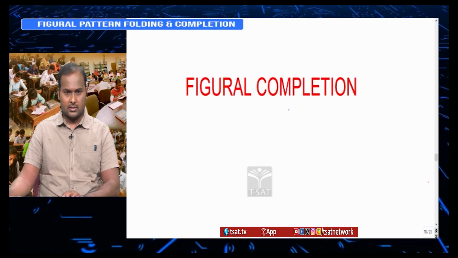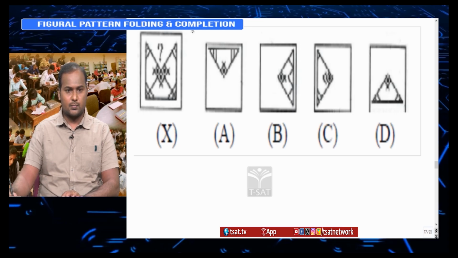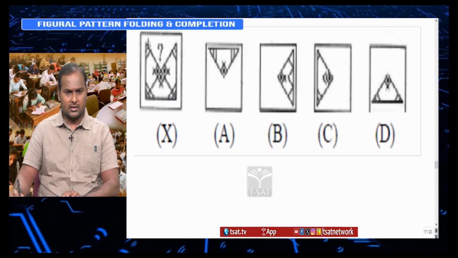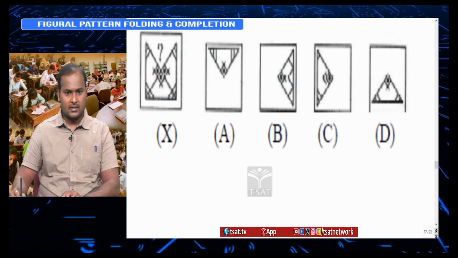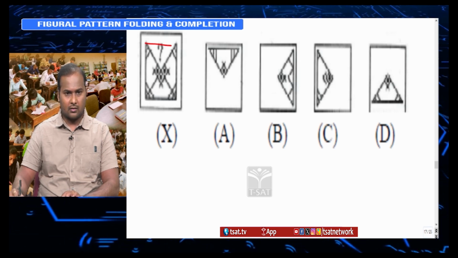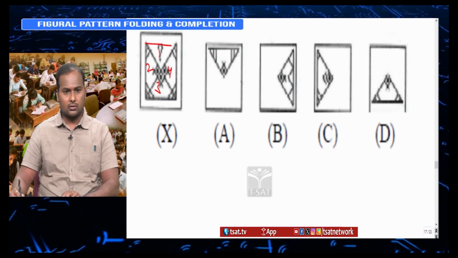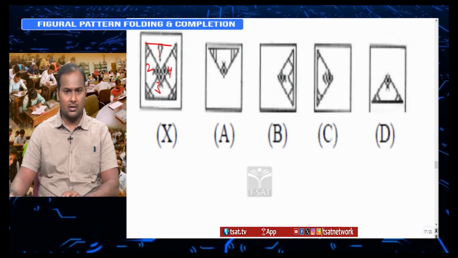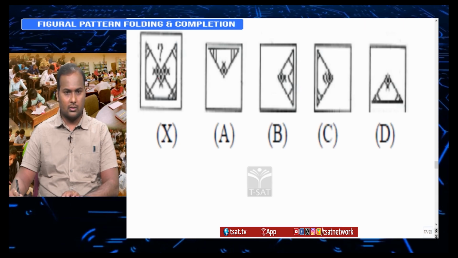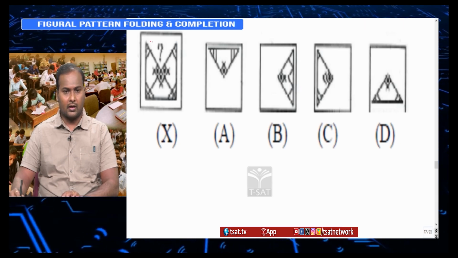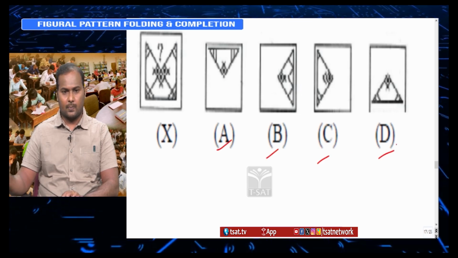Next, we are going to discuss figure completion. See here, in this particular paper, I can say this as an image or a paper. In this case, 3 sides are given. Total 4 sides are there: 1, 2, 3, 4. So he will give 3 sides and ask you to find the next side. This is very important for SSC. You need to find the next portion, whether option A, B, C or D.